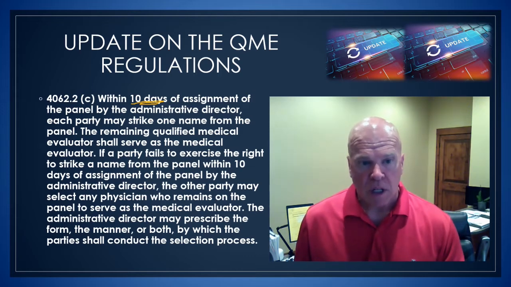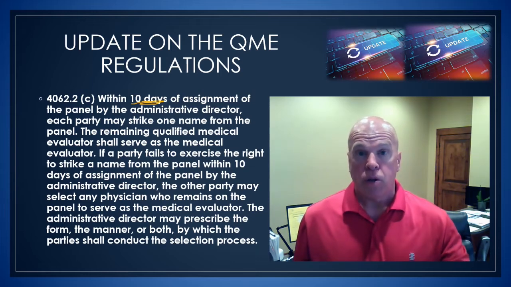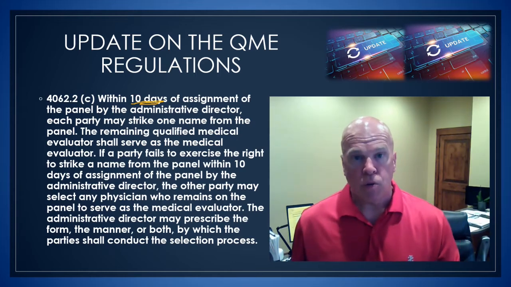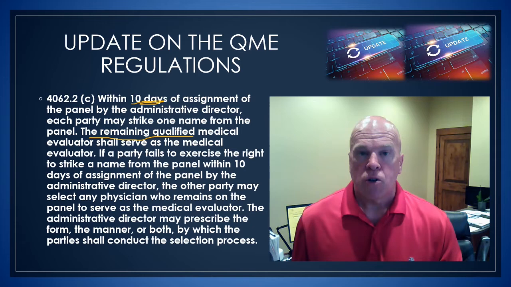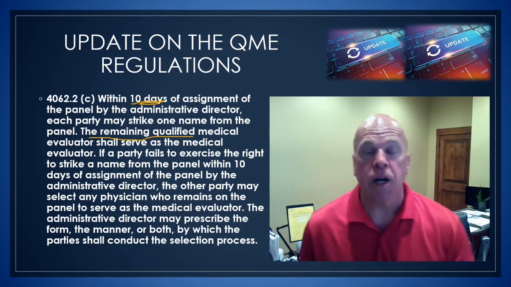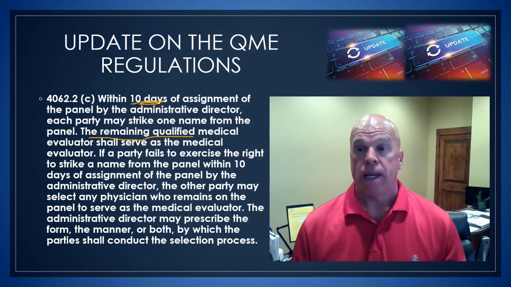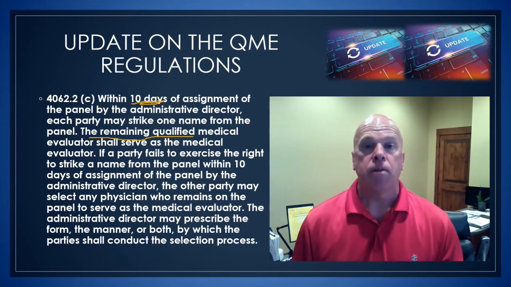Within 10 days, each party may strike one name from the panel. So that's 2 strikes from the panel. The panel contains 3 doctors' names. Well, the doctor who remains unstruck, the so-called last man standing, the remaining qualified medical evaluator, shall serve as the medical evaluator. Okay? That's very clear cut. In cases where both parties strike a name from the panel, the last man standing is the last man standing, and that's an objective finding.